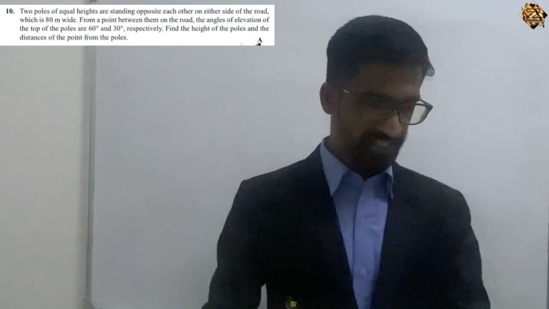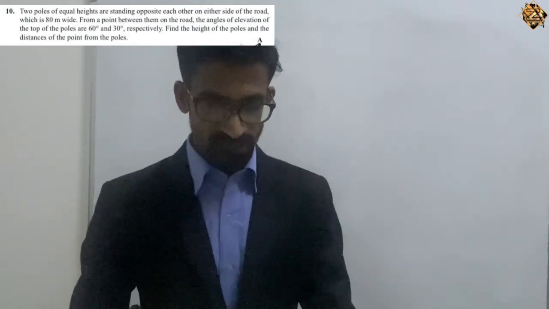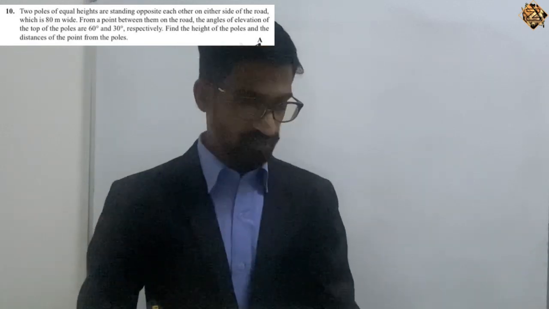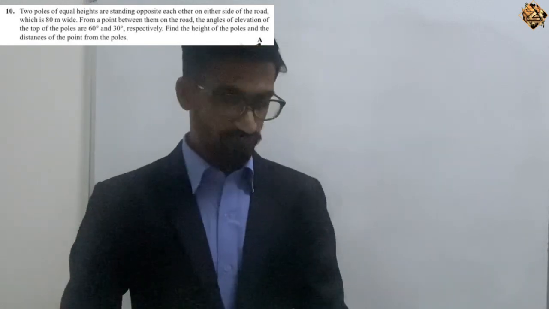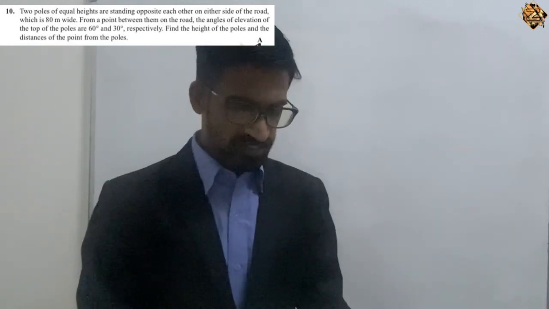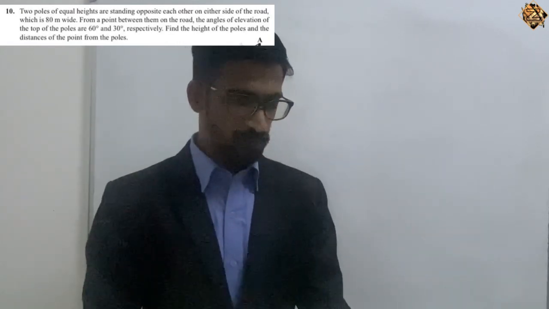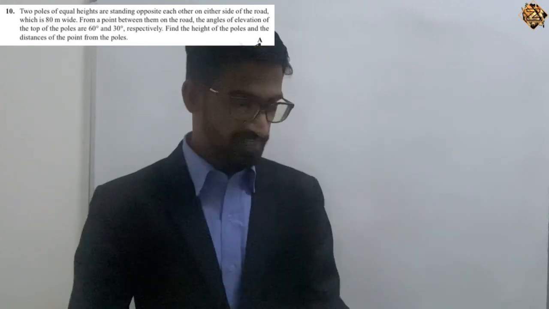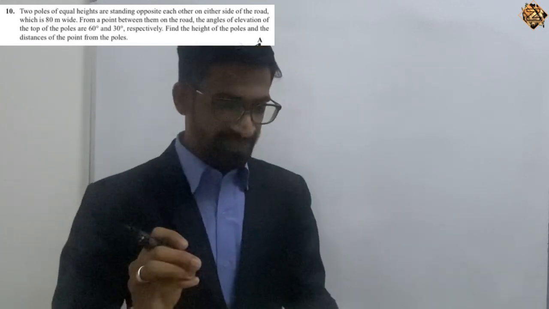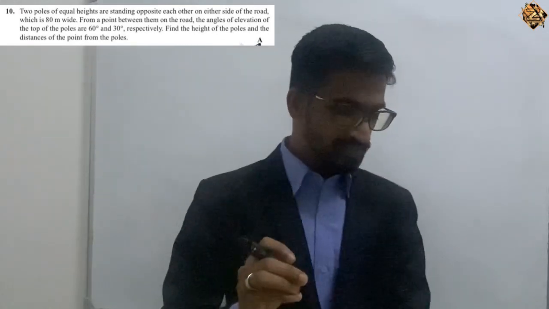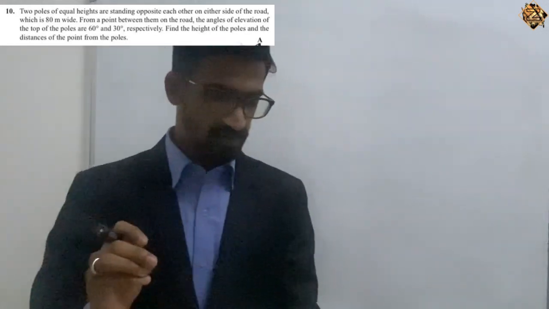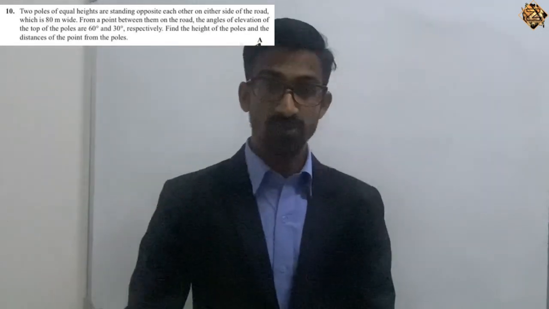Hi students, now please look at question number 10 of page number 204. Two poles of equal heights are standing opposite each other on either side of a road which is 80 meter wide. From a point between them on the road, the angles of elevation of the top of the poles are 60 degree and 30 degree respectively. Find the height of the poles and the distance of the point from the poles.